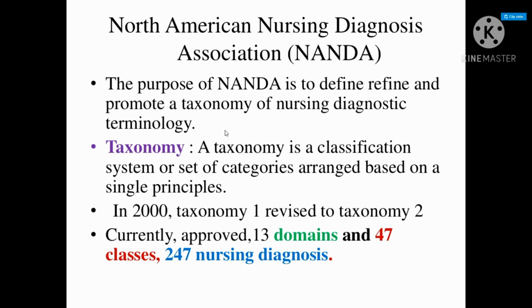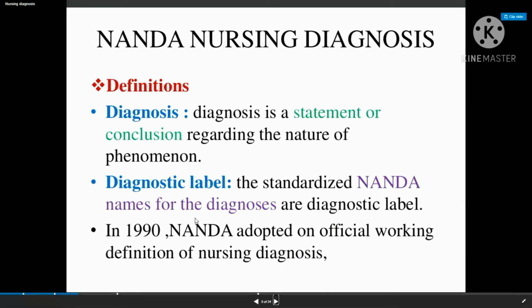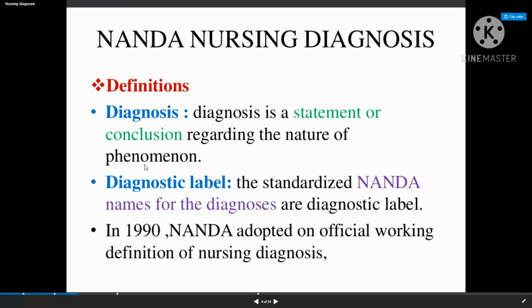Taxonomy is a classification system or set of categories arranged based on a single principle. In 2000, taxonomy 1 was revised to taxonomy 2. Currently approved, there are 13 domains, 47 classes and 247 nursing diagnoses. So what is the definition of diagnosis? Diagnosis is a statement or a conclusion regarding the nature of a phenomenon. After assessing, you come to a conclusion about what exactly the patient is suffering from.